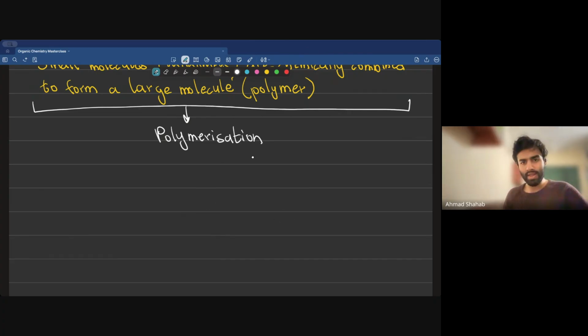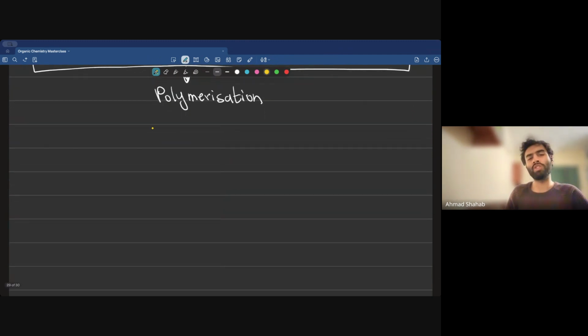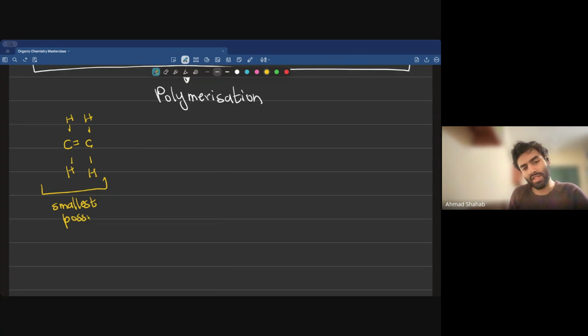So, for example, the smallest possible alkene is ethene. Why not methane? Because methane cannot exist as an alkene. For an alkene to exist, we have to have a carbon to carbon double bond. If there is only one carbon, there is no possibility that it makes a carbon to carbon double bond, so that cannot be referred to as an alkene. So this is ethene, the smallest possible alkene.